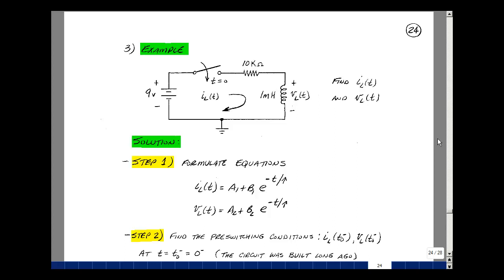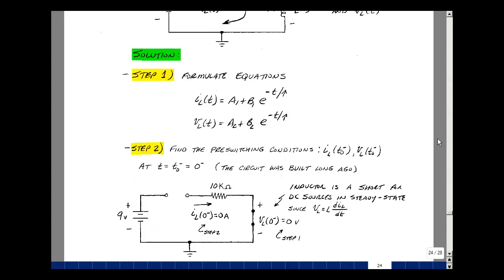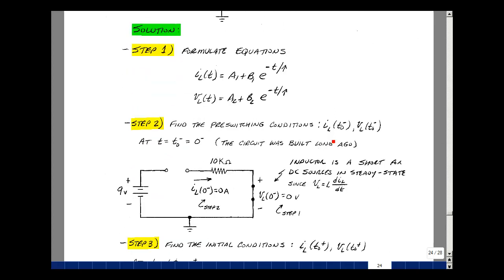Step 2, we're going to find the pre-switching conditions. And that's the value of our voltage and current before the switch changes state. So the switch is open. It's going to close at t equals 0. So this is at the time, I'll call it 0 minus, just a smidgen before the switch changes state. Let's assume that this has been hooked up for a long time.